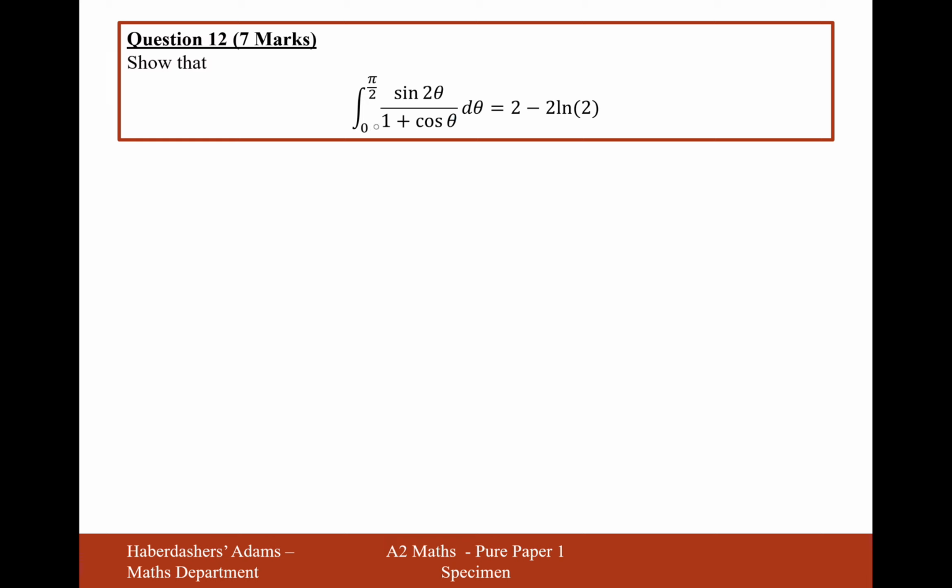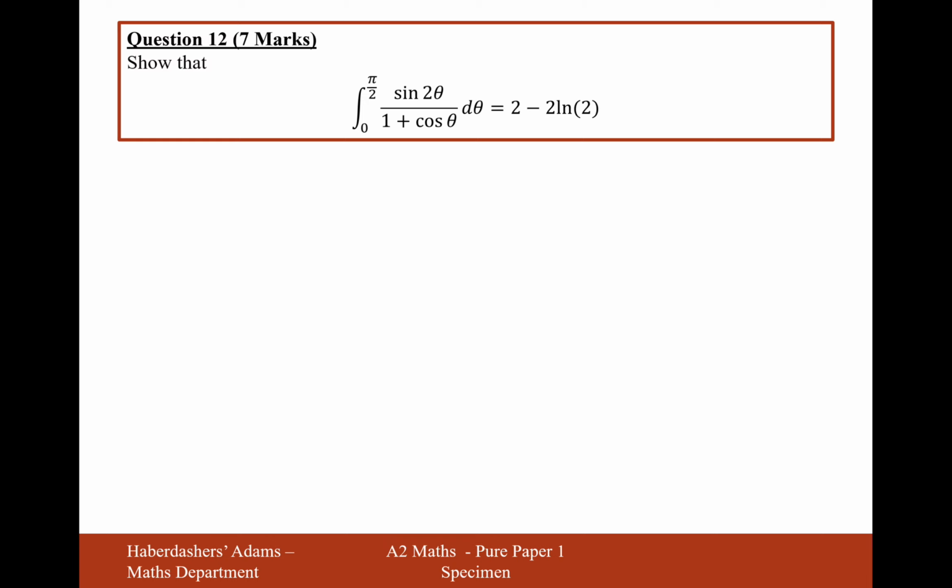Well, to use the ln rule, if I differentiate the bottom, I get the top. If I differentiate the bottom, I get sine. It's not quite sine, it's sine 2 theta, which is not the same as just sine on its own. So we're probably going to have to use a different method.